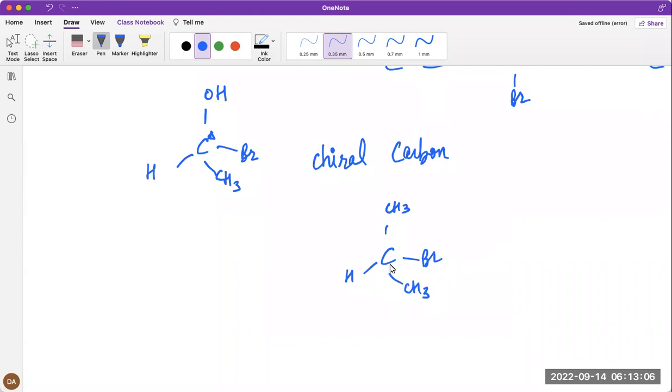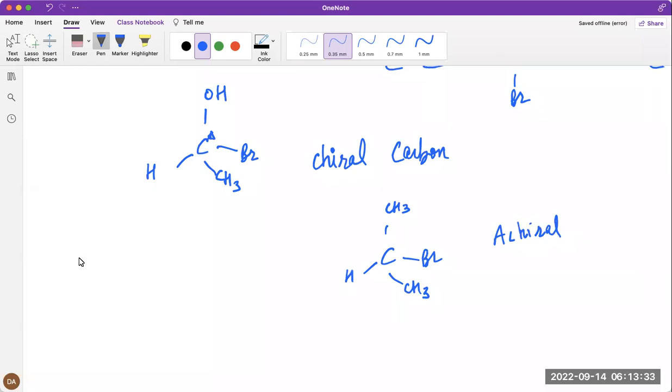So here in this carbon, again, what was the condition? The carbon's neighbors should all be different. For the central carbon, are all the neighbors different? You see a hydrogen, you see a bromine, you see a CH3, but we have 2 CH3s. This will make this carbon achiral. So this carbon is not chiral, so it will not be a stereoisomer.